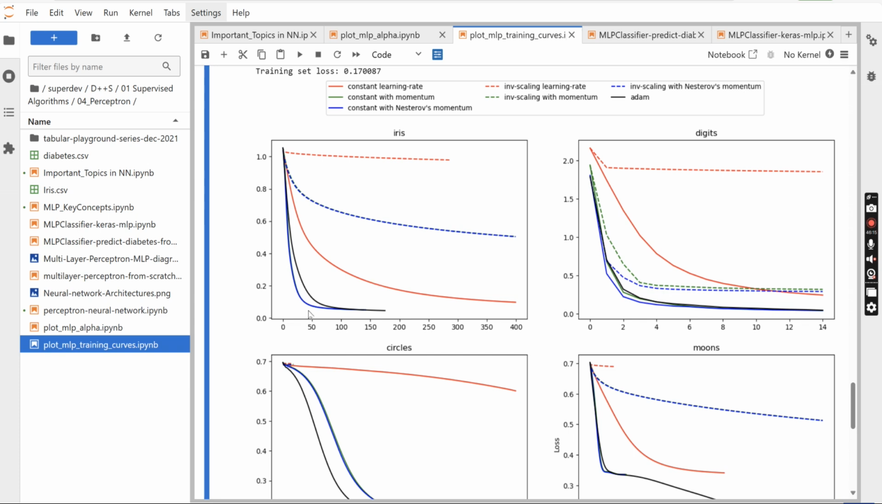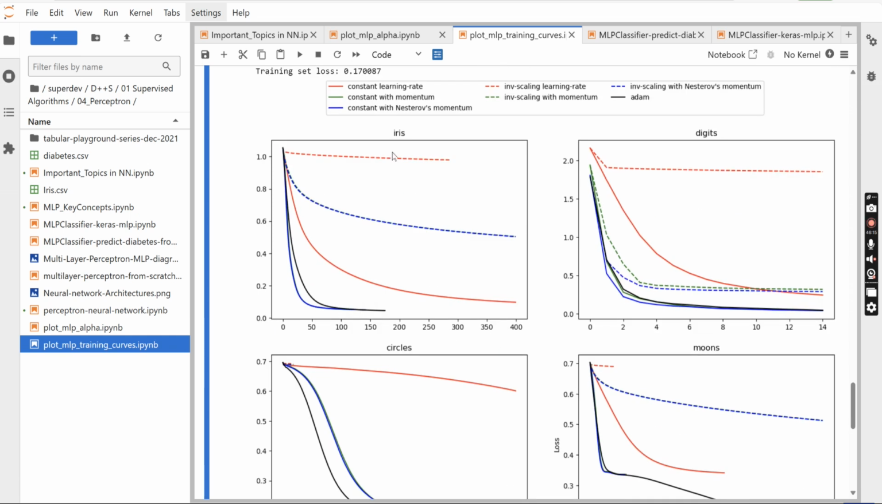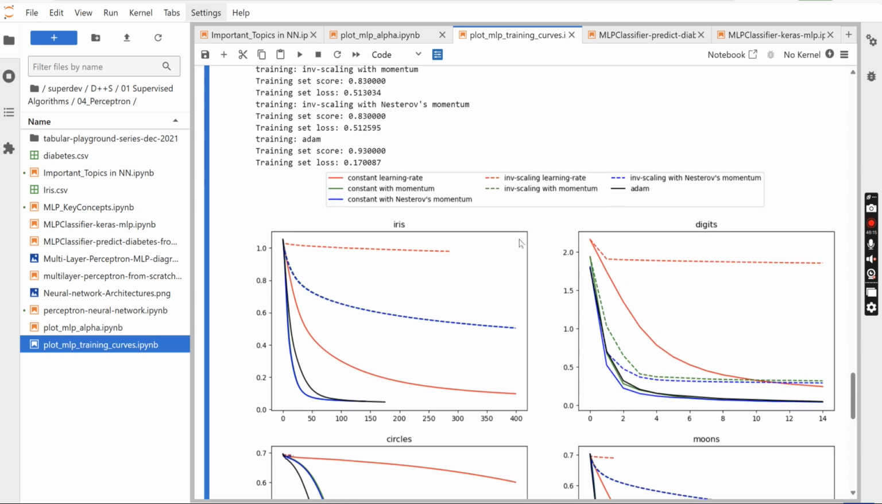Here both blue line and black line are doing the best. In the least amount of epochs, they are able to decrease the loss. The length of this line should be minimum. In fewer epochs, iterations, they should decrease the loss. That is the aim. Notice inverse scaling. If you choose inverse scaling, it is performing the poorest in all the different scenarios. For iris dataset, for digits dataset, for moons dataset, these are all different datasets. For different datasets, inverse scaling is performing the poorest.